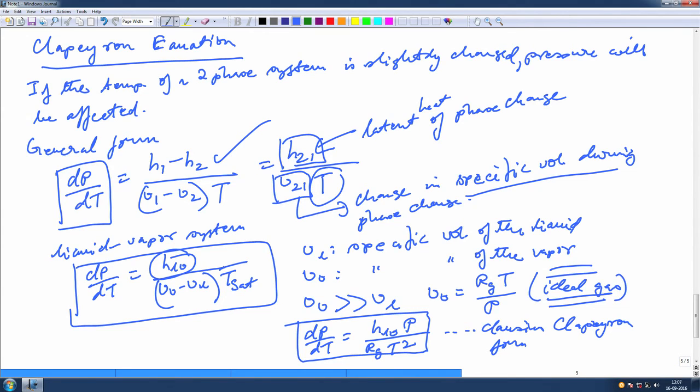So, at this particular point what we have done is that we have just applied the ideal gas law assumption and the fact that the density of the vapor is much less than the density of the liquid. That means the specific volume of the vapor should be much higher than the specific volume of the liquid, and I gave you the example of water and water vapor, where you do get about 1,000 times change in the volume.